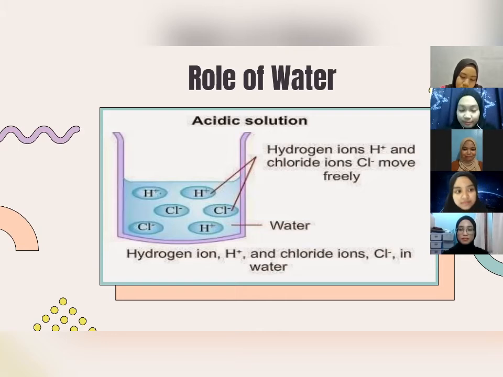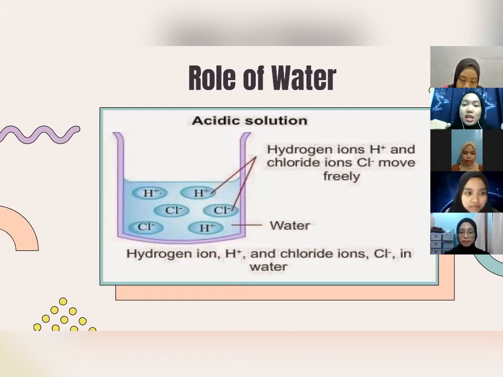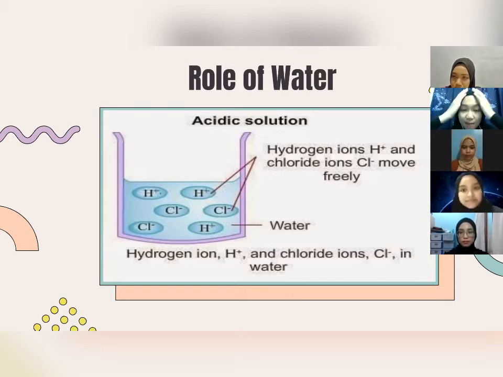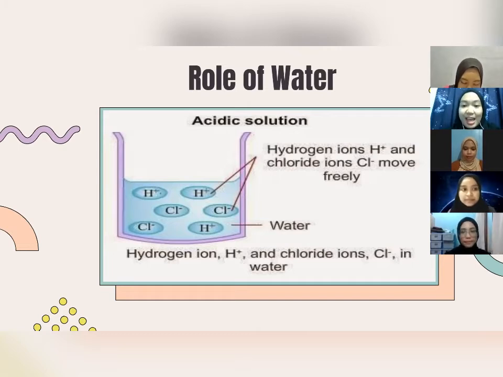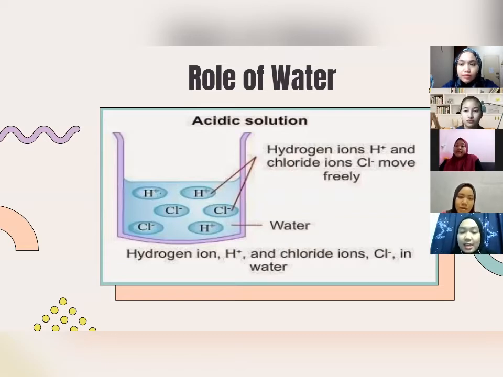So, water helps the acid and also the alkaline to dissociate. When they dissociate, they produce the H+ ion and also the OH- ion from the alkaline. So the H+ ions and the OH- ions can move freely, so they can show the acidic properties and also the basic properties. For example, in an acidic solution, hydrochloric acid, the hydrogen ions can move freely in a solution with the presence of water. So we can know that this solution is acidic.